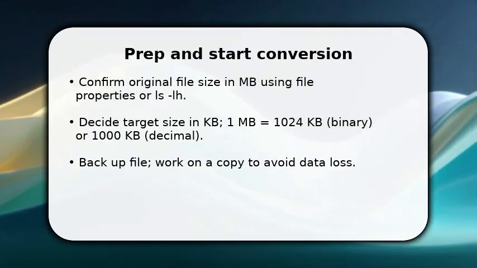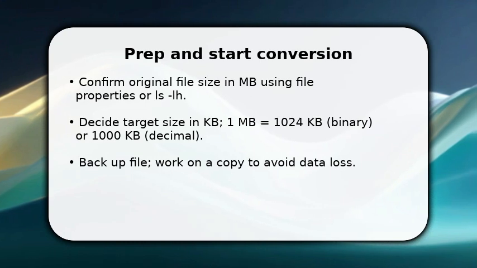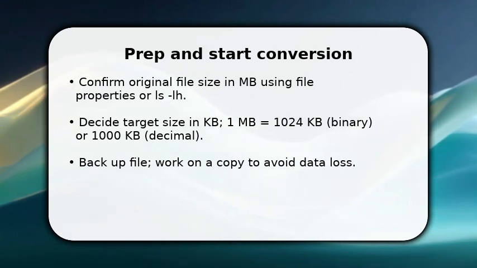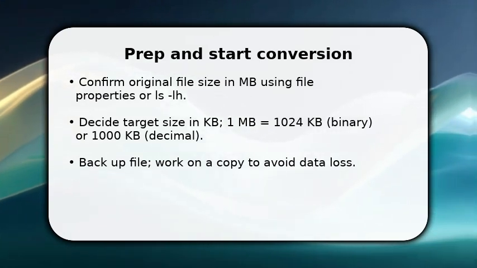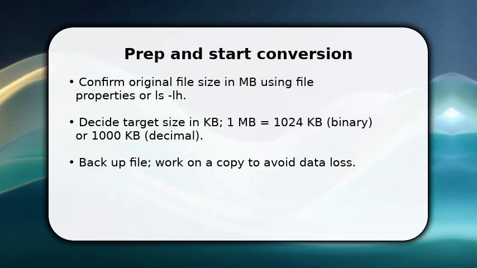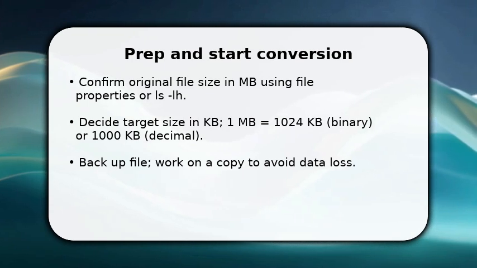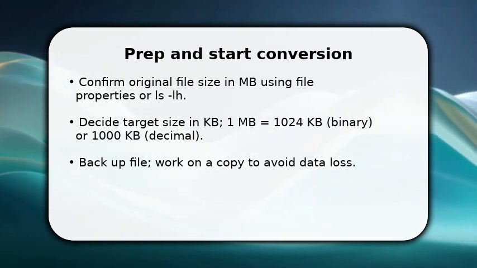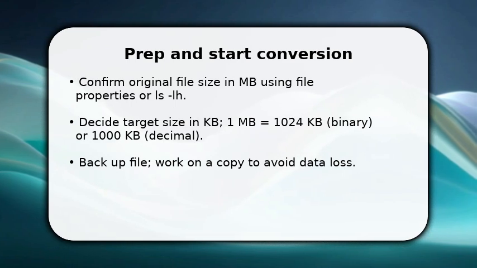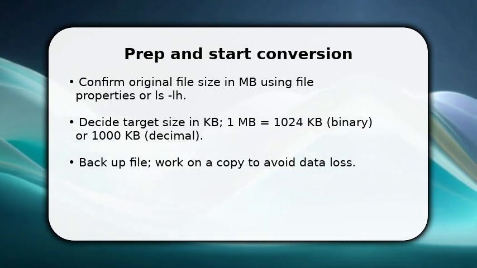You're ready to convert MB to KB. First, verify the file size in MB using properties or ls -lh so you know the starting point. Next, choose the unit standard you'll use, 1024 KB per MB for binary or 1000 KB per MB for decimal, because precision matters when reporting sizes.